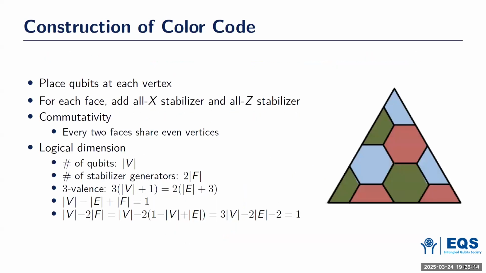Then place a qubit at each vertex. For each face, add an all-X stabilizer and an all-Z stabilizer. The all-X stabilizer means the product of X on all vertices of a face; we add X on all vertices of the face.